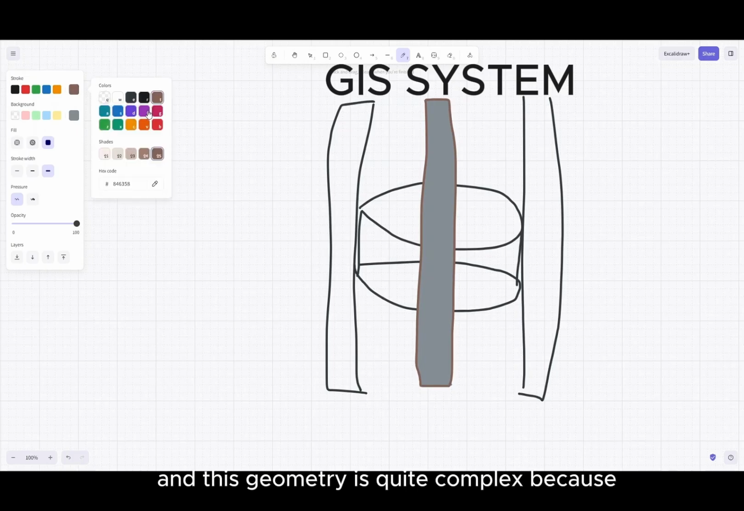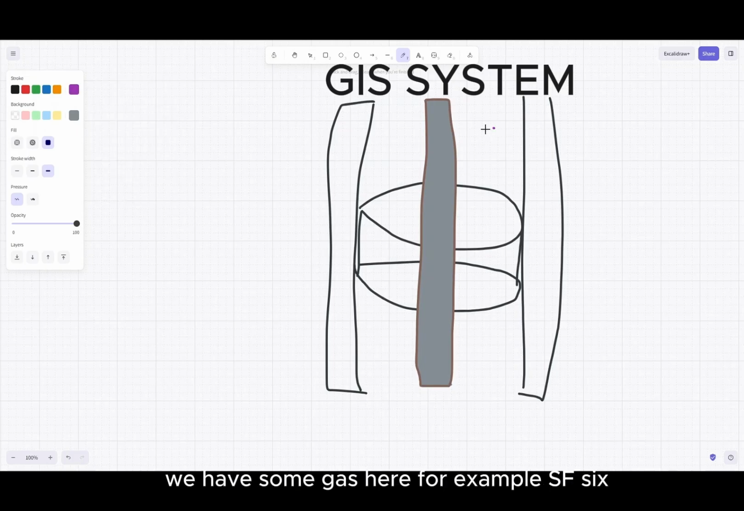And this geometry is quite complex because we have some gas here, for example SF6, and we have the conductor, which has a different permittivity, and we have this spacer with a different permittivity too. That could, for example, be epoxy. And all of these different layers have different geometrical shapes and different potentials. So finding an analytical solution for this, with differential equations and so on, is not the easiest.